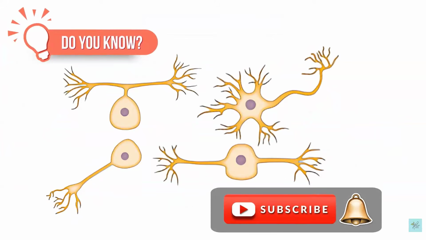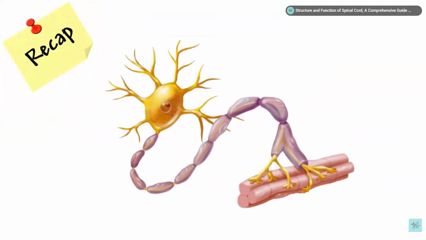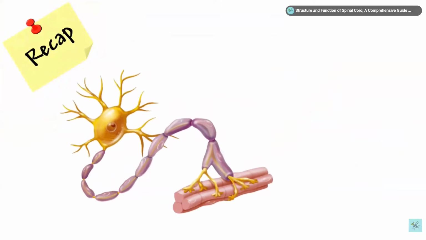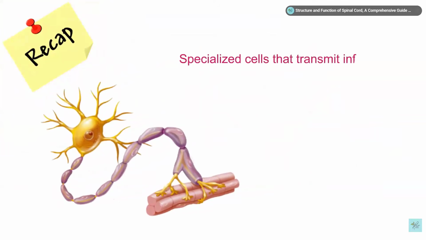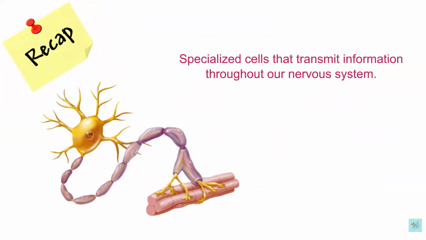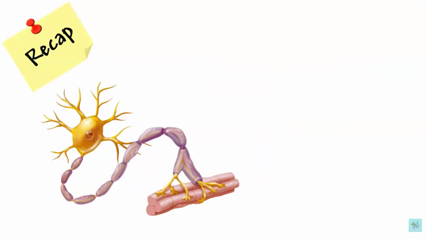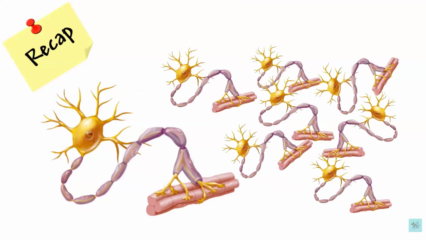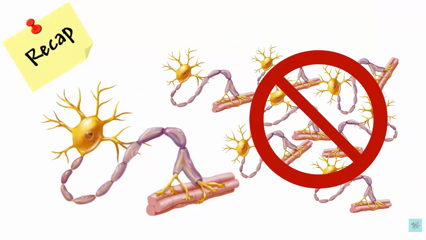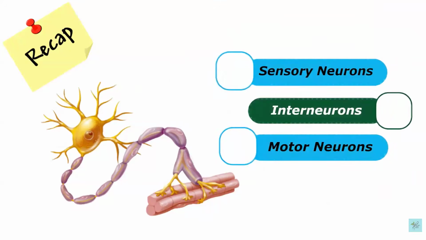Now, let's jump in. Before we dive into the types, let's quickly recap what neurons are. Neurons are specialized cells that transmit information throughout our nervous system. They're like the messengers of our body, helping us move, think, and feel. But did you ever wonder if all neurons are the same? Spoiler alert, they're not. Let's uncover the different types.